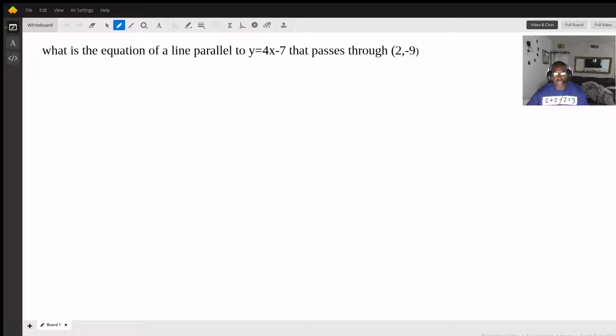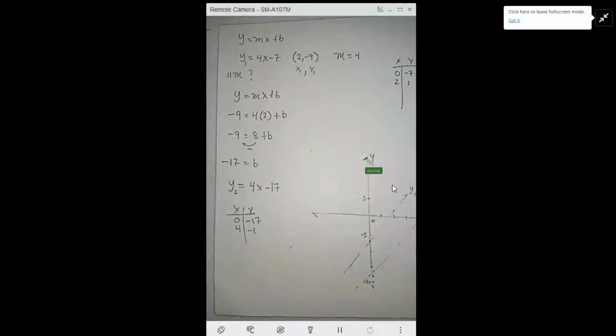Today we're going to solve the following problem. What is the equation of a line parallel to y = 4x - 7 that passes through the point (2, -9)? Okay, these are always interesting problems. The first thing to note is that we want a parallel slope, so m equals 4. 4 is the coefficient of x, so that's our slope. In the equation y = mx + b, the slope is the coefficient, the number accompanying x.